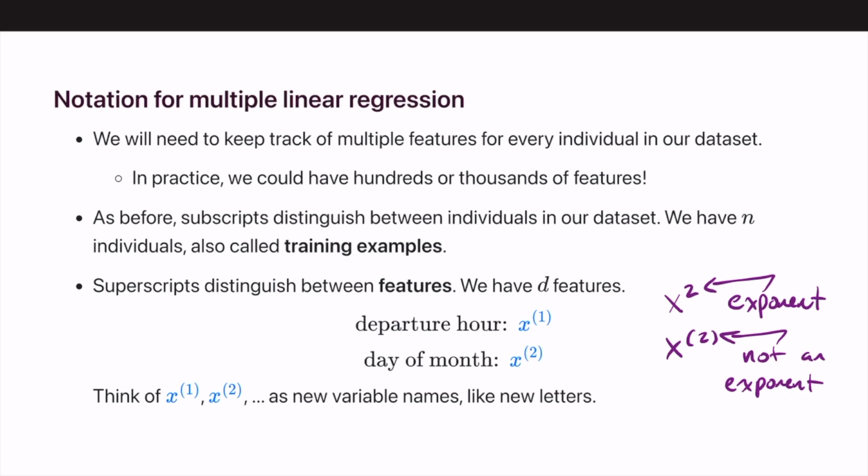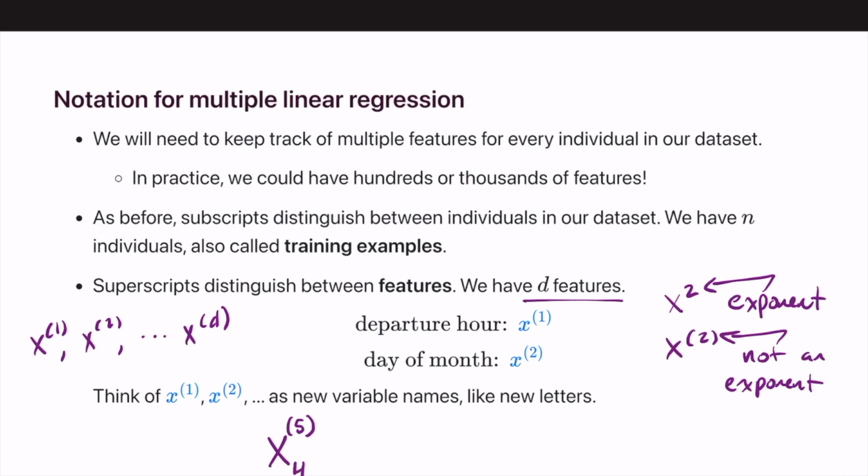Now we're going to talk about features in terms of D features. For example, we would have x1, x2, and x, you guessed it, D. You can think of them as placeholders for variable names or feature names. So x1 is departure hour, x2 is day of month. And we might put down an example, like x5,4. So what is this? How do we say this?